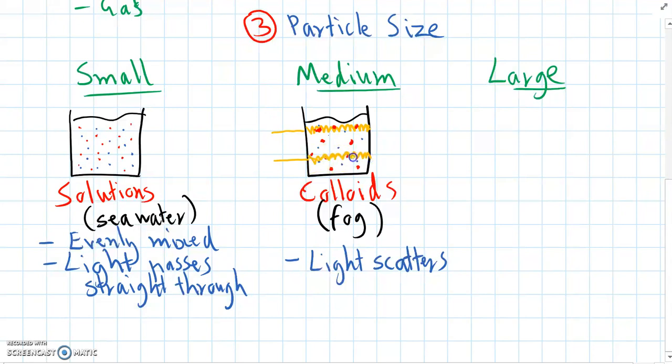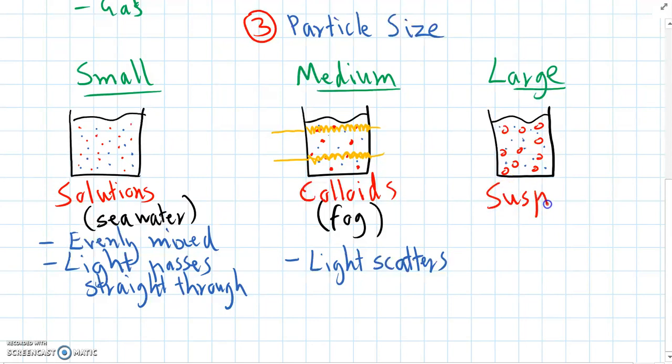Something like milk or fog, if you shine a torch through that, you can see the beam of light as it goes through the mixture. And lastly, for mixtures that have large particles dissolved into the main material, so big particles like this, often we can actually see these particles. And these mixtures are called suspensions, because the large particles are suspended into the liquid or the other main material.